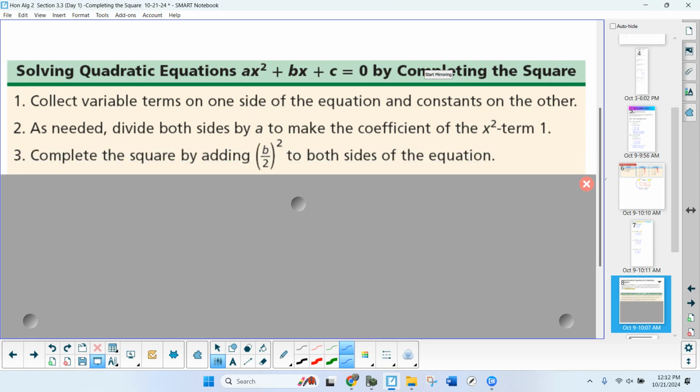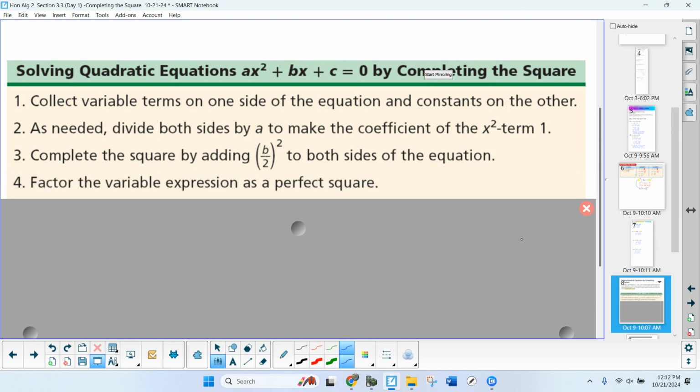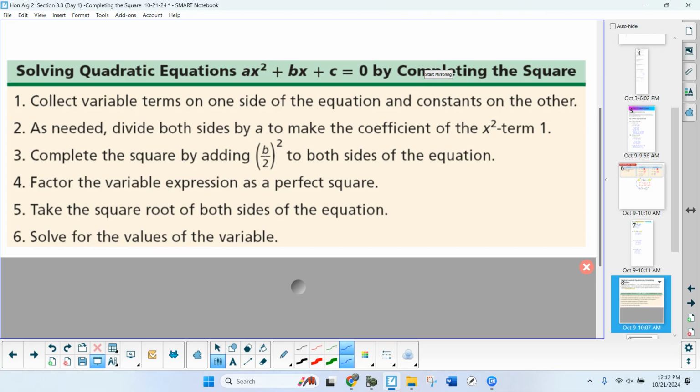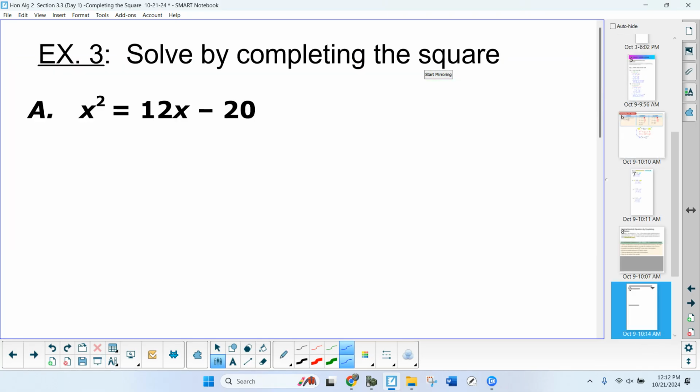Now, complete the square. We just did 4 of those. Add b/2 squared. But now we have an equation, so whatever we do to one side, we've got to do to the other. So we're going to add half of the middle term squared to each side. Factor, take the square root, and solve. That's what you did in the first examples. Watch.